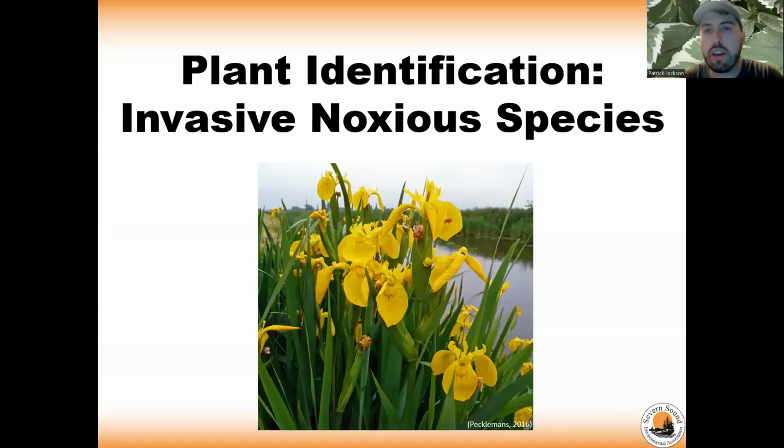Okay, so now that kind of summarizes some of the noxious native plants that we have. There are some more, but those are the worst and probably the ones that you have the highest likelihood of seeing. The next section we'll cover are the invasive noxious species.